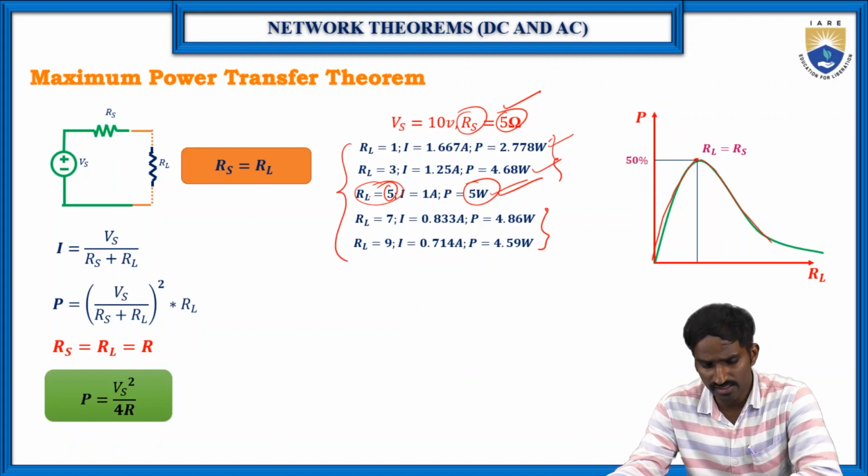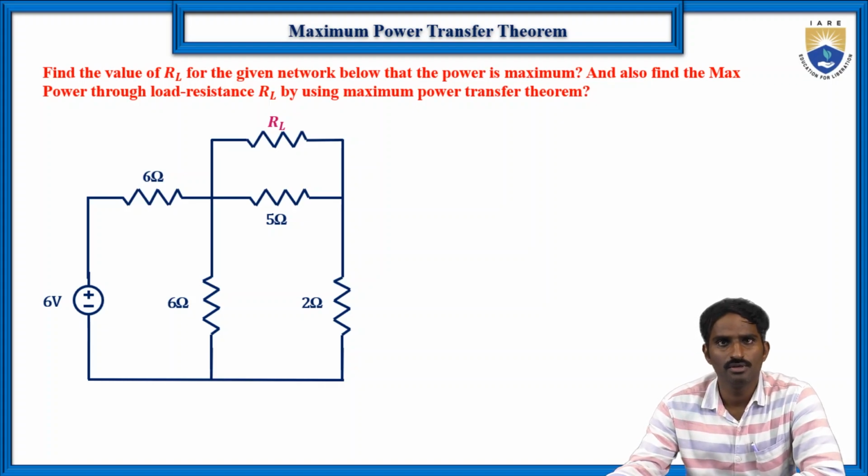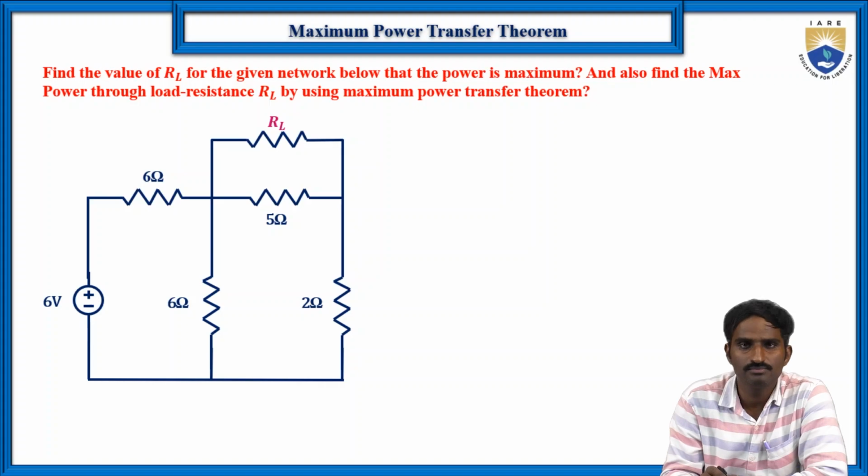So let us consider one example. For this particular circuit, find the value of RL, the load resistance, for the given network below such that the power is maximum.